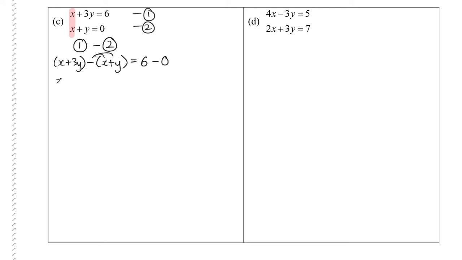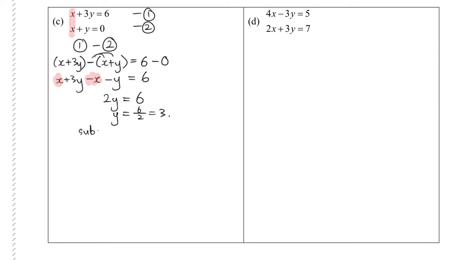Expand it carefully to get x plus 3y minus x minus y equals 6. And there you have it. You notice that x will be eliminated in this case, only to have just 2y left behind equals 6. So therefore, y is the value of 3.